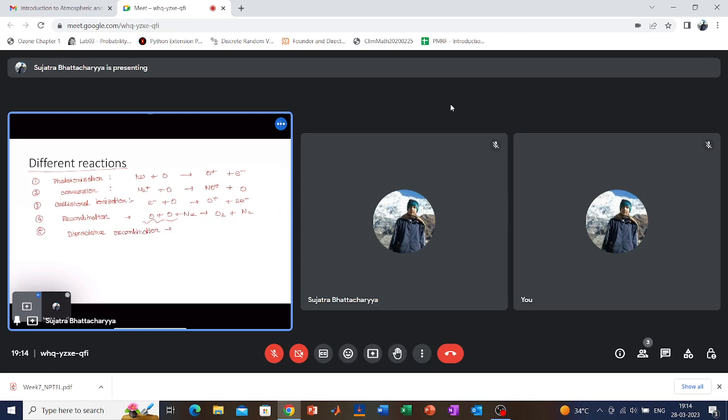Dissociative recombination, where O2 plus electron gives O plus O. This is another kind of recombination. Sixth is charge exchange, so one's charge will be exchanged to another. This is the charge exchange reaction, which is H plus O+ gives H+ plus O. Very simple to remember. Seventh is radiative recombination, and it is given by O+ plus electron gives hν plus O.